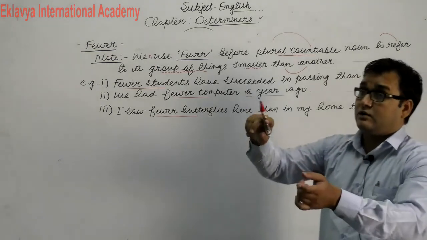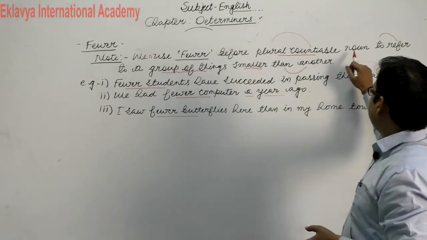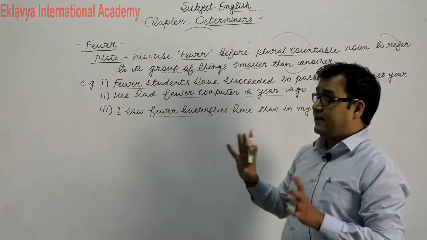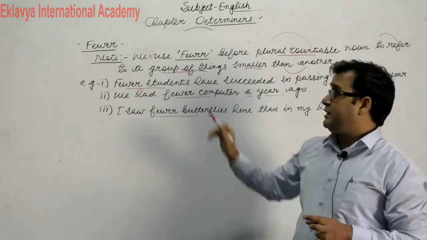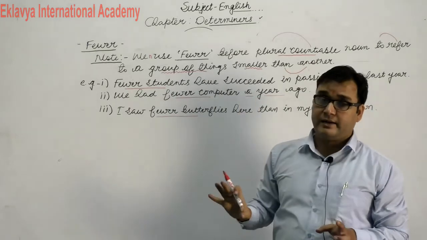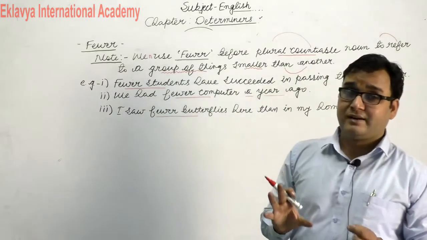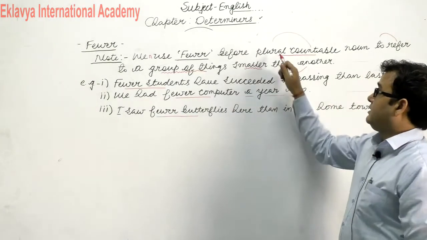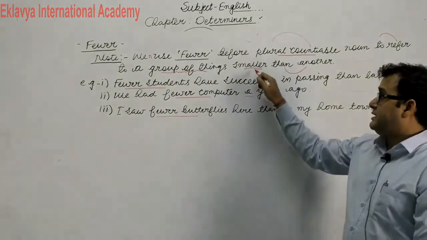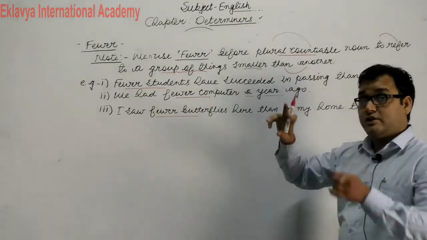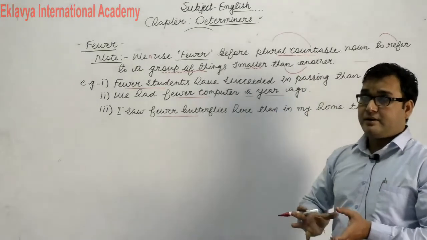ठीक है, हम इसे plural countable noun से पहले यूज करते हैं, to refer to a group of things. और ये रेफर करता है किसे? ग्रुप ऑफ थिंग्स को रेफर करने के लिए, मतलब कुछ वस्तुओं के समूह को रेफर करने के लिए हम fewer का इस्तेमाल plural countable noun से पहले करते हैं. Smaller than another, जो दूसरी किसी और से smaller है, नंबर्स में या क्वांटिटी में.